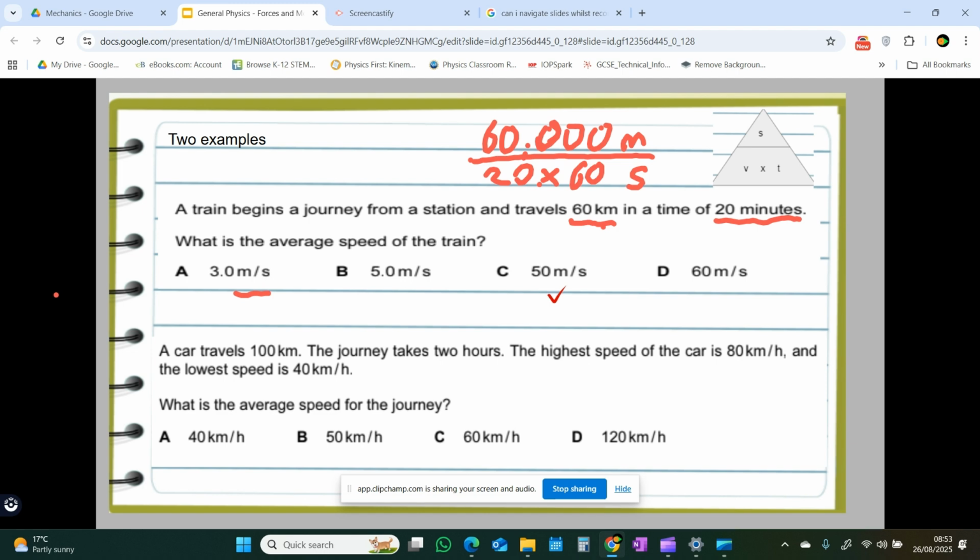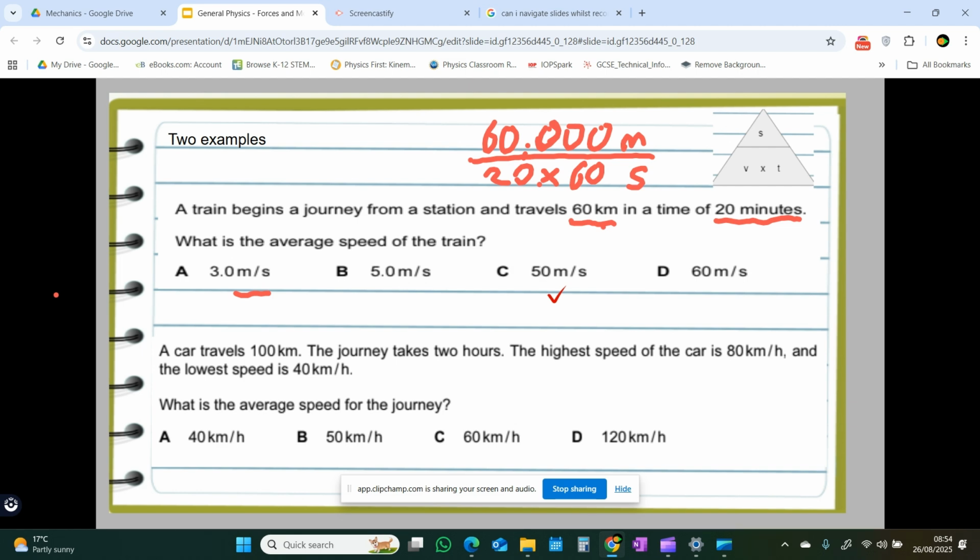Let's look at the second question. A car travels 100 kilometers. The journey takes 2 hours. The highest speed of the car is 80 kilometers per hour, and the lowest speed is 40 kilometers per hour. What is the average speed of the journey? Now, it would be a mistake to just find the average between those two speeds. If you did 80 plus 40 kilometers per hour, that's 120 kilometers per hour, divide by 2, and you get 60 kilometers per hour.